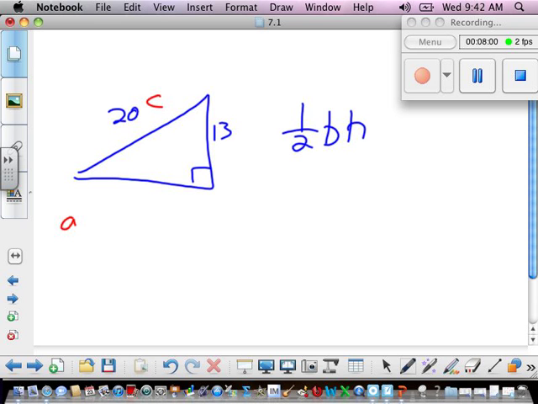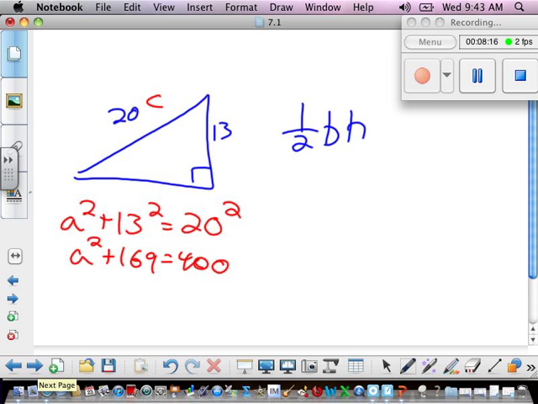So I've got a squared plus 13 squared equals 20 squared. So I get a squared plus 169 equals 400. I'm going to take 400 minus 169, and I get 231.